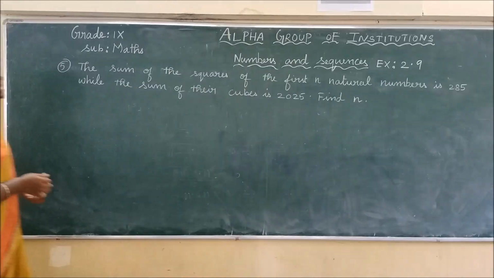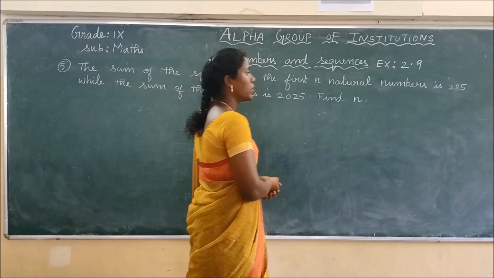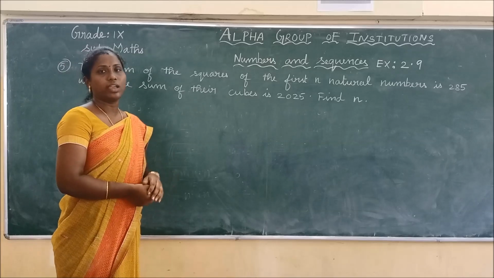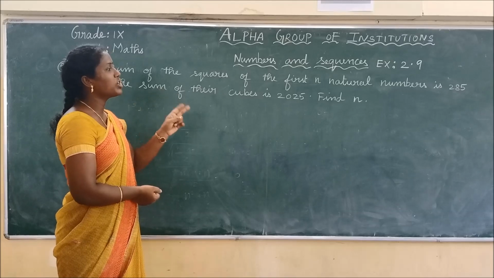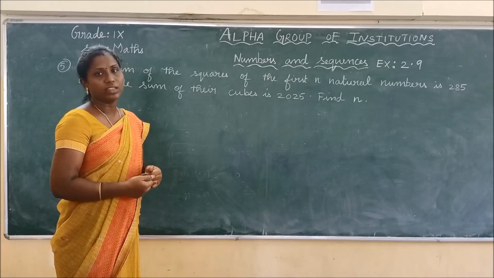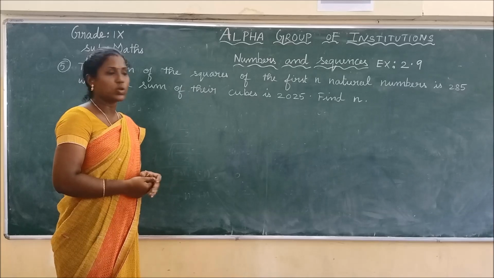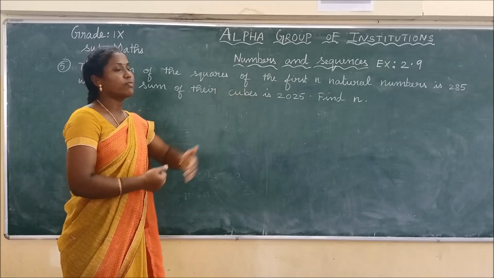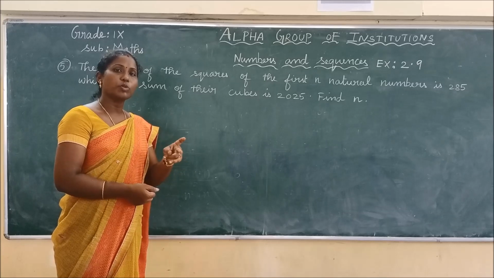Okay children, see the fifth problem. The sum of the squares of the first n natural numbers is 285 and the sum of the cubes is 2025. Find n. Actually this is similar to the fourth question only. They gave two conditions here. Using the first n natural numbers formula we can find the value of n, or we can use the cubes of natural numbers, n into n plus 1 by 2 the whole square. What we did in the fourth problem, the same method we can apply here to find the value of n. But in this question they give two conditions. So let us see how to solve this problem using these two conditions.